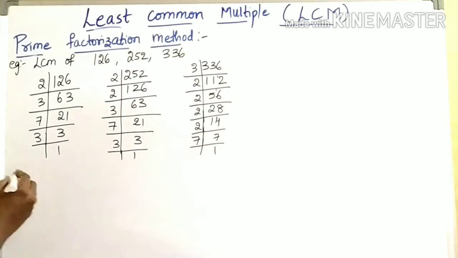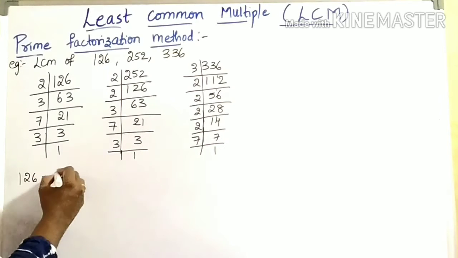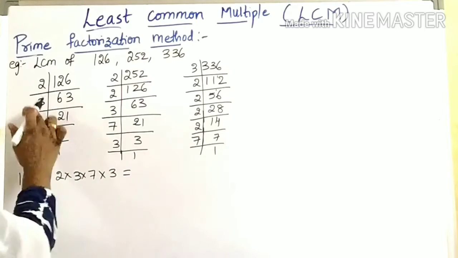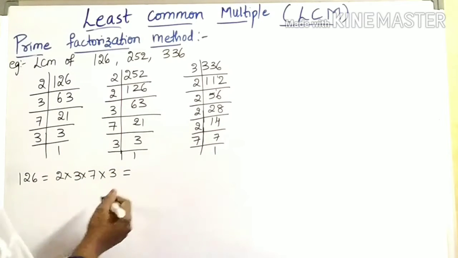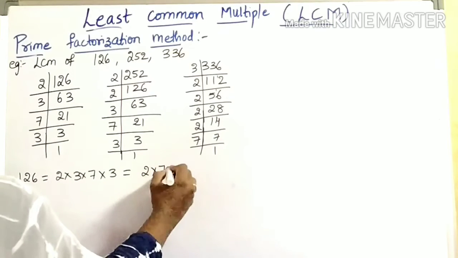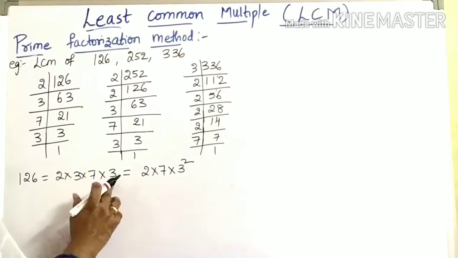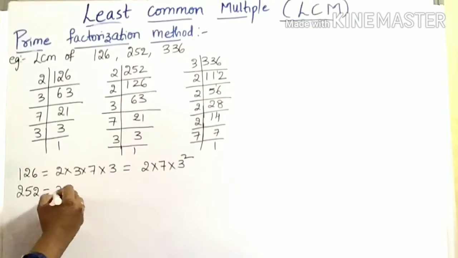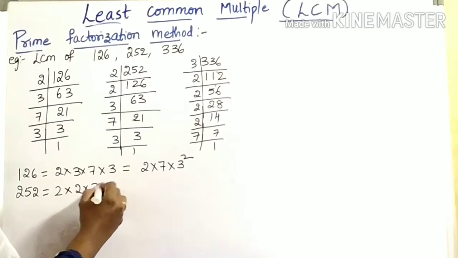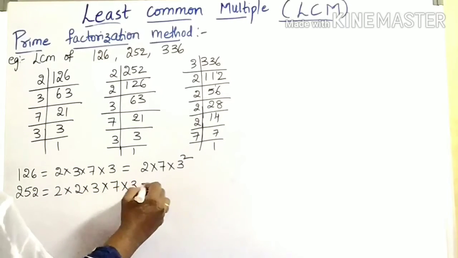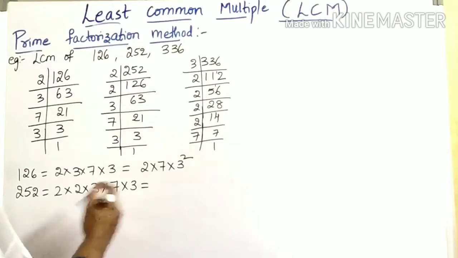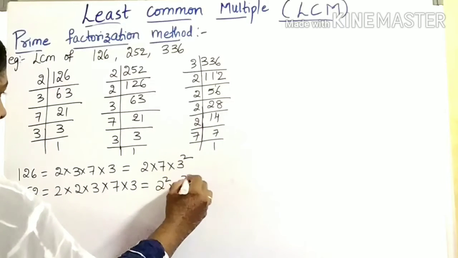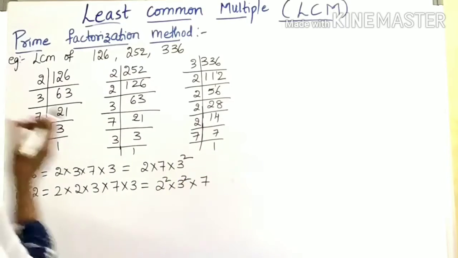Now, I am going to write 126 as 2 into 3 into 7 into 3. Now, write this in exponential form, children. 2 into 7 into 3 square, because 3 is repeated 2 times, right? Now 252 you take. 2 into 2 into 3 into 7 into 3. That is, 2 how many times repeated? 2 times. And 3 how many times repeated? 2 times. And 7 repeated only 1 time.